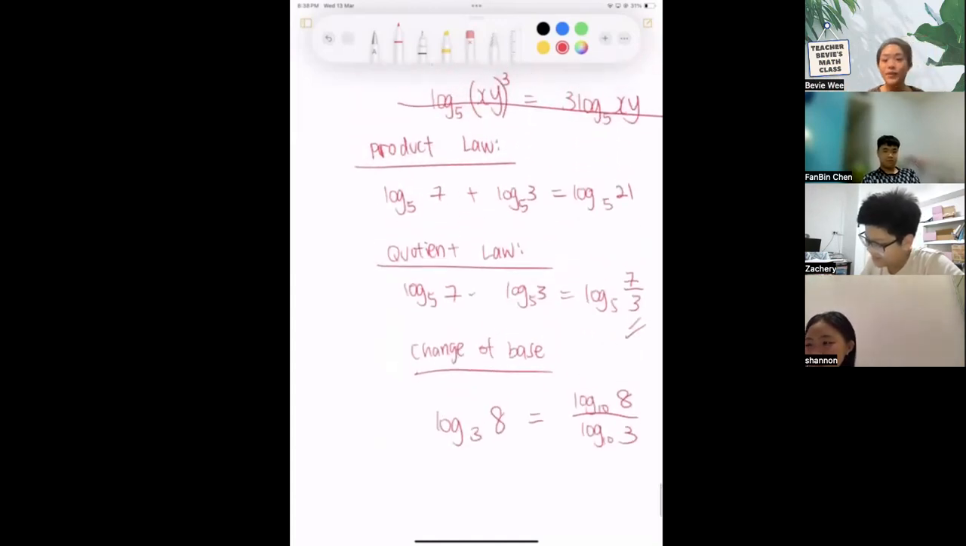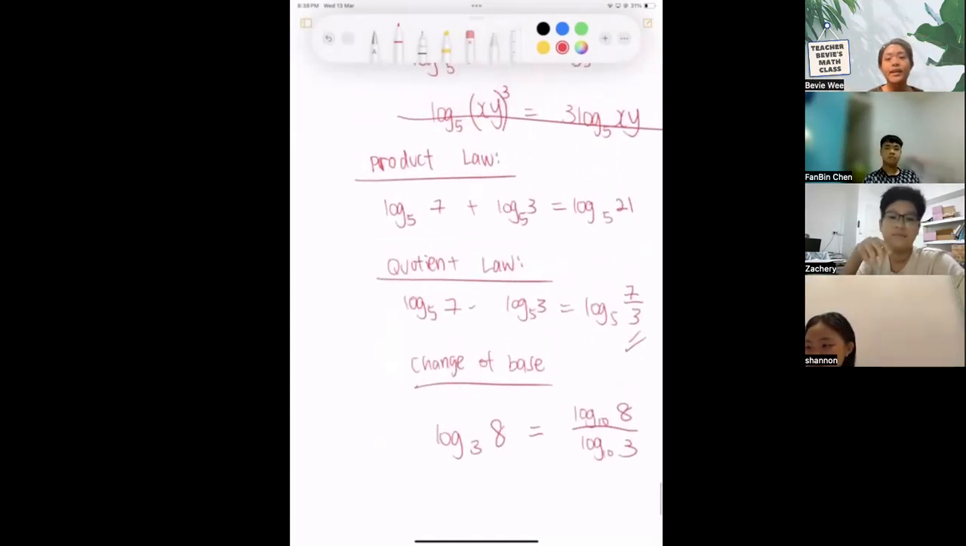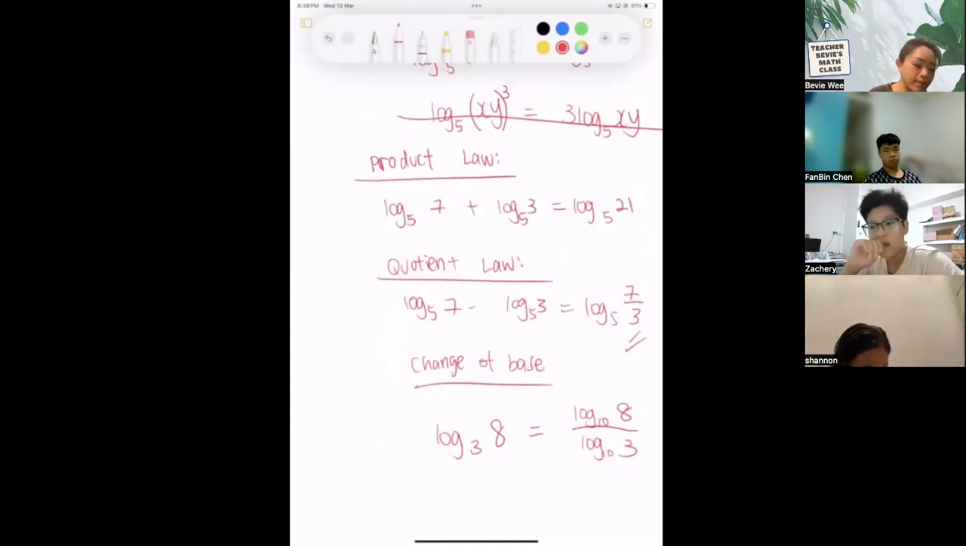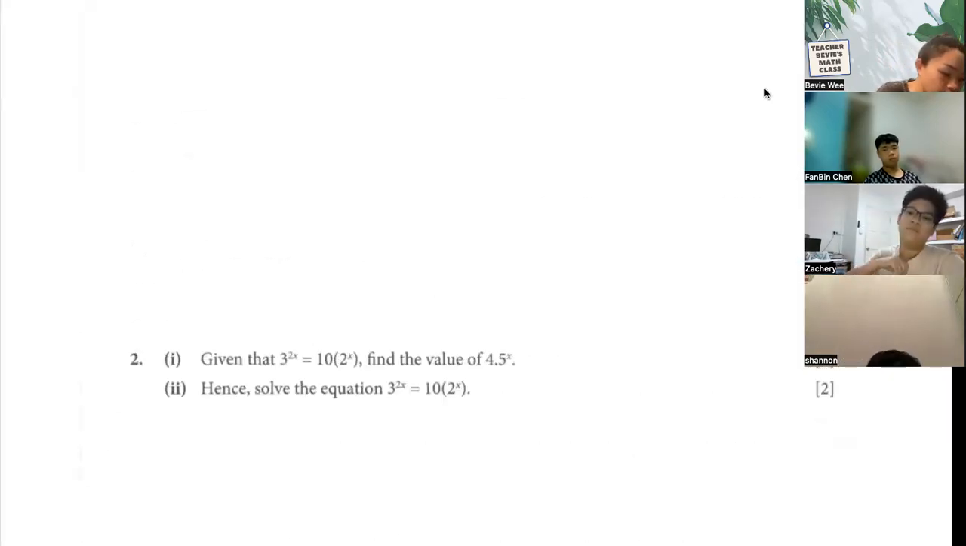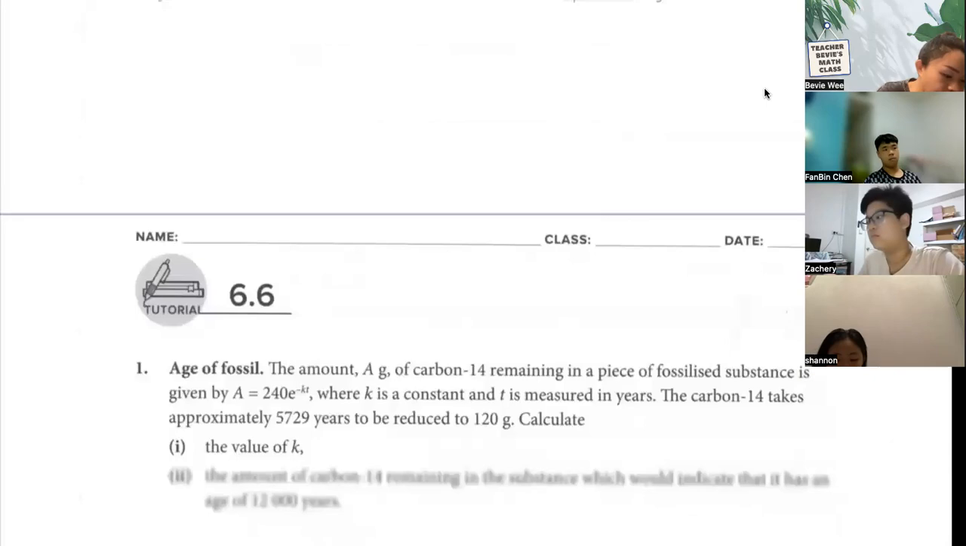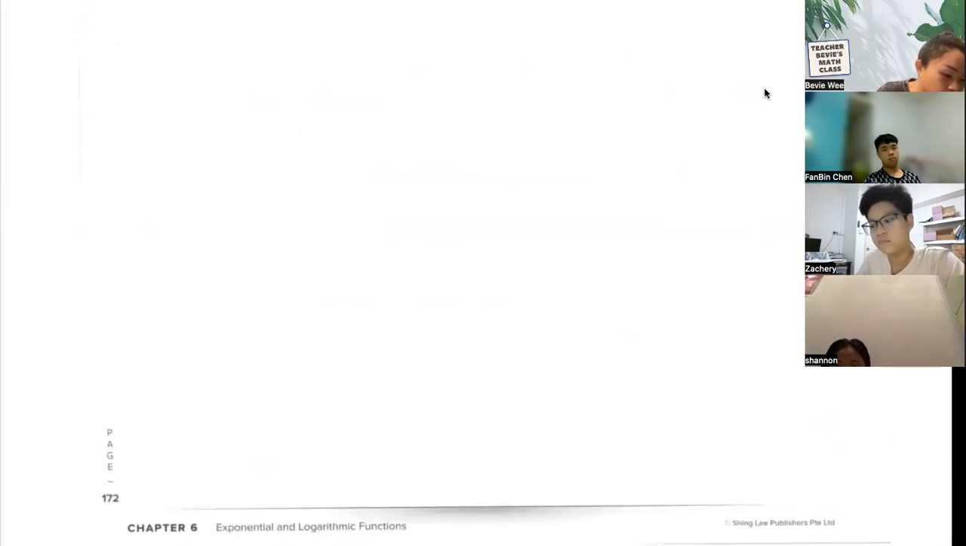Okay, so these are just a few laws and we are done with this chapter. But of course, during O-levels, they're not going to test you things like, just simplify it. They may have those kind of questions, but most importantly, it's application questions. But before that, let's do some solving questions first. These are the application questions that I will go through later.